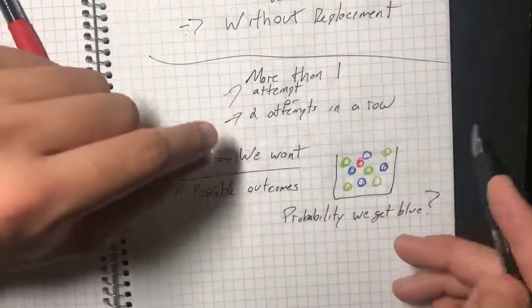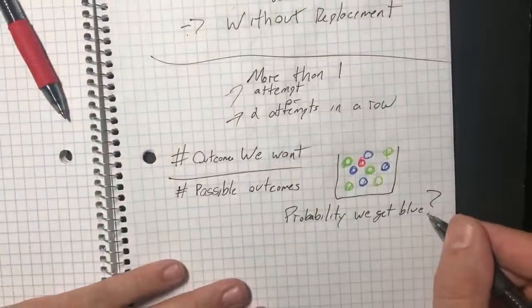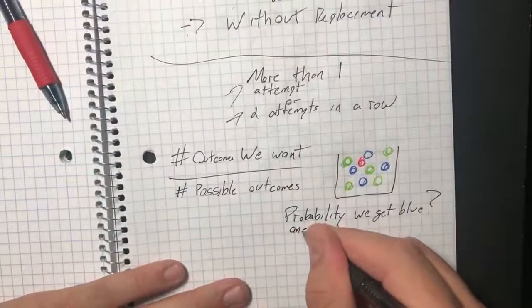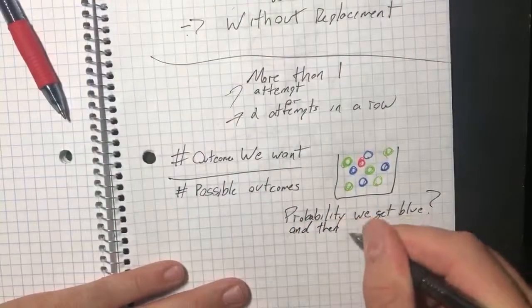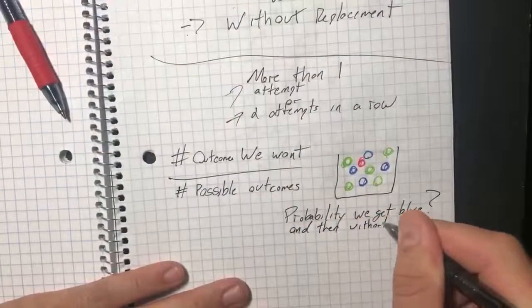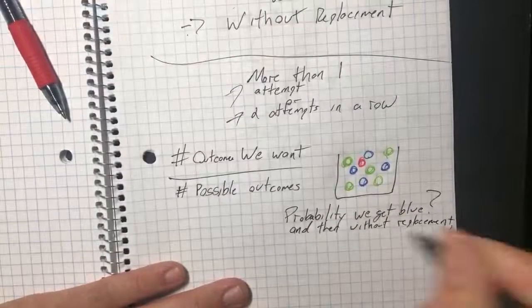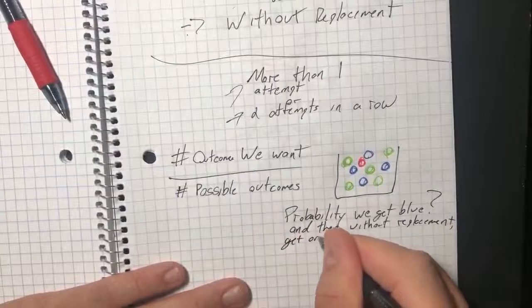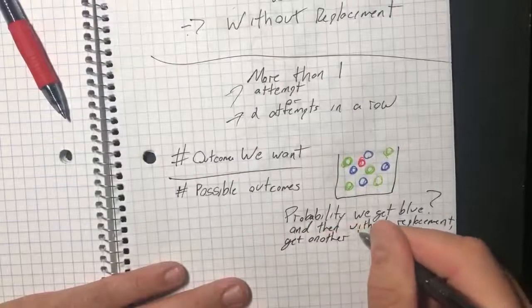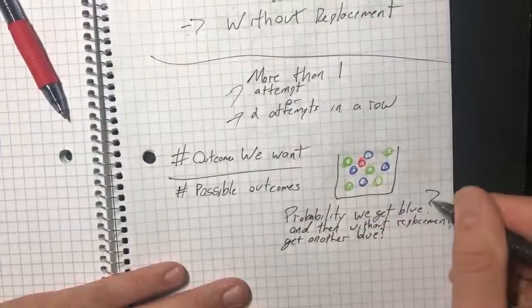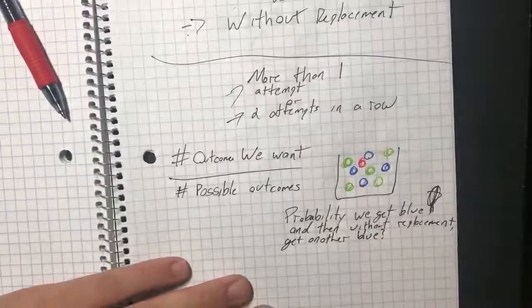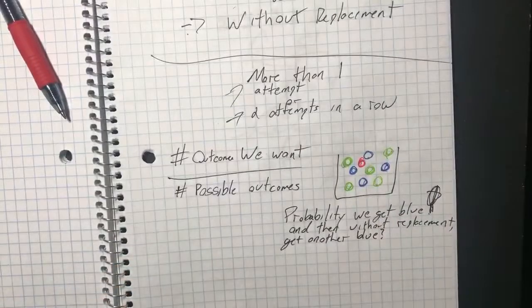Here's my question to you now. Blue, then without replacement, get another blue. All right, here's the new question: what's the probability we get blue and then, without replacement, pick and get another blue?